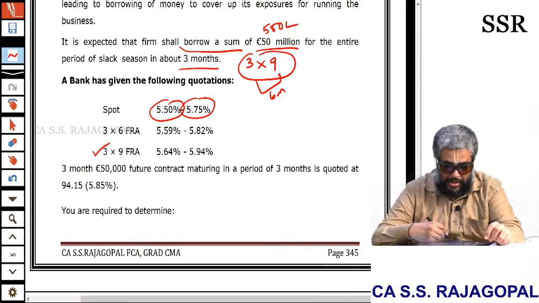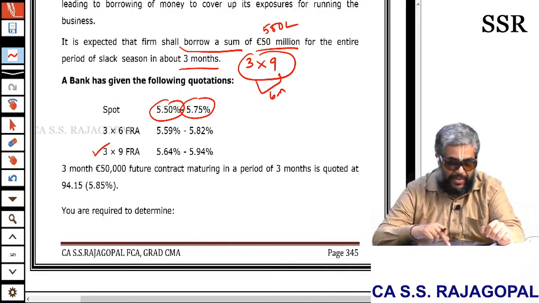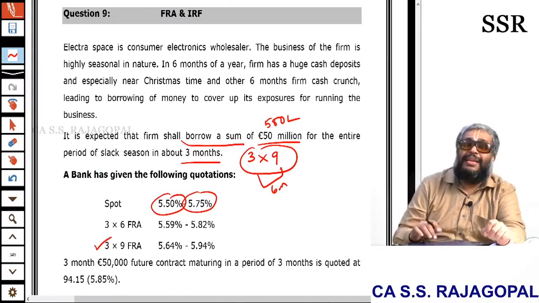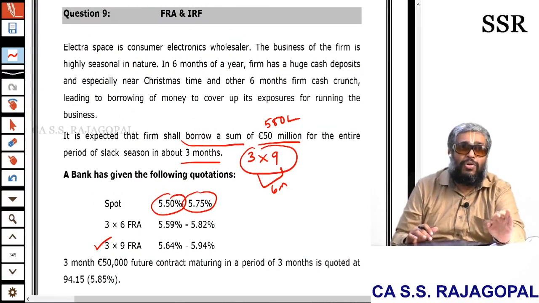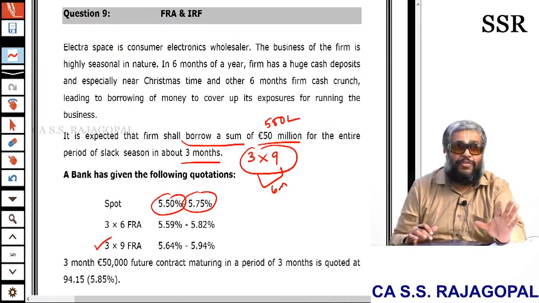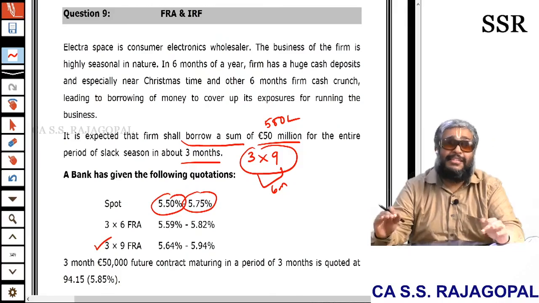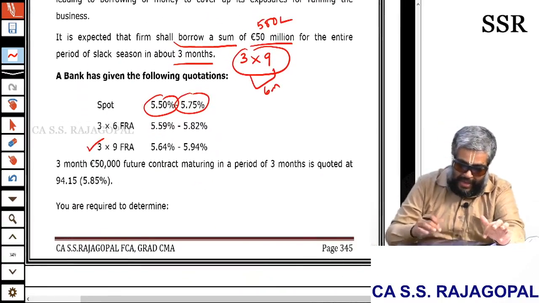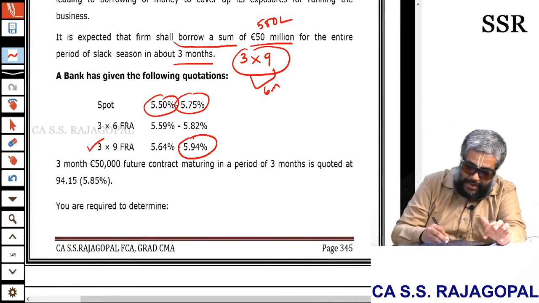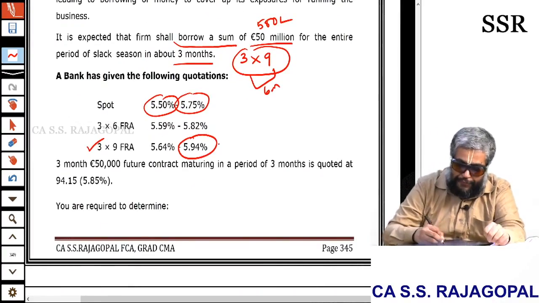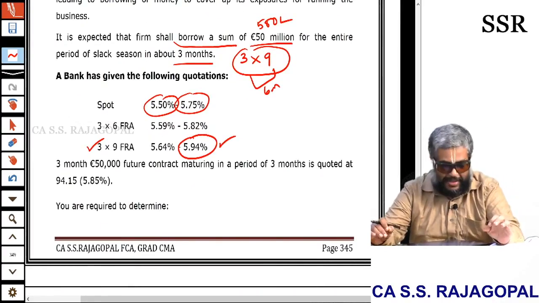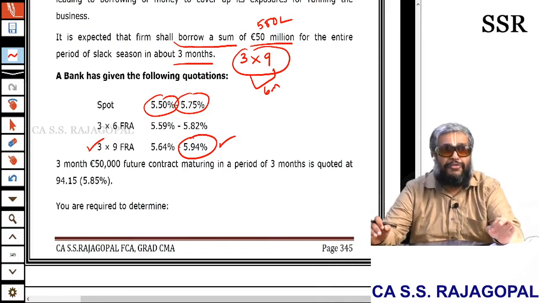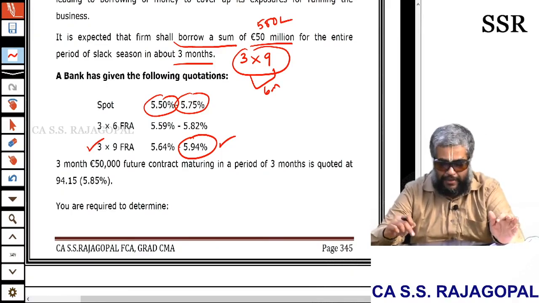Now, once again another question. I am going to borrow. Borrow, so you should go for a buy FRA. Futures means sell futures. FRA means buy FRA. I buy FRA at the bank at what rate? Offer rate. So the FRA rate should be 5.94%. 3 by 9 FRA offer rate. I buy from the bank a forward agreement 3 by 9 at 5.94 is the meaning.